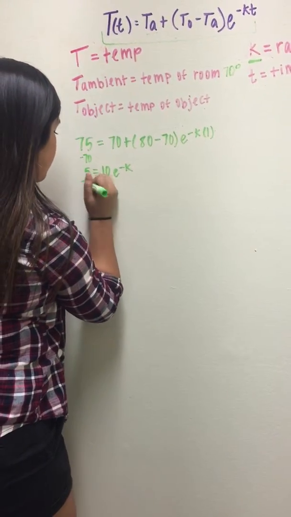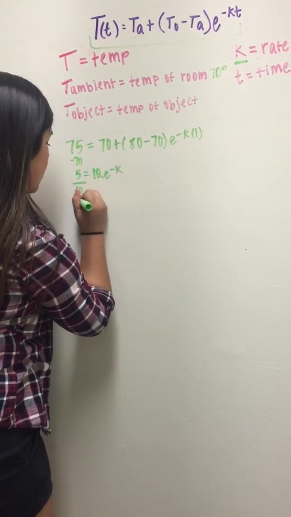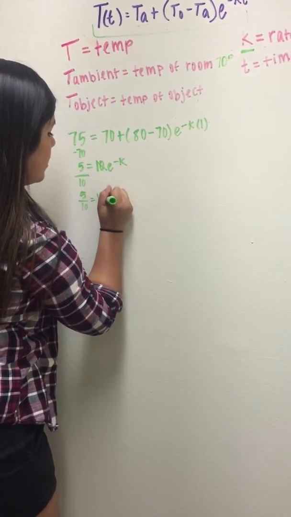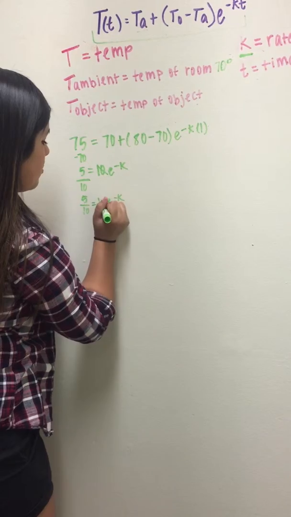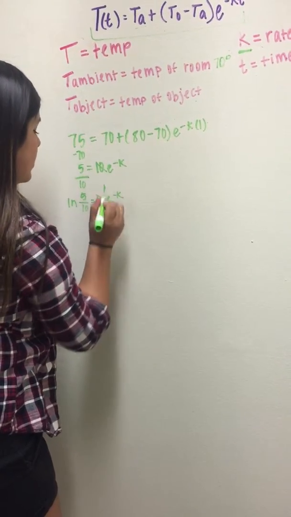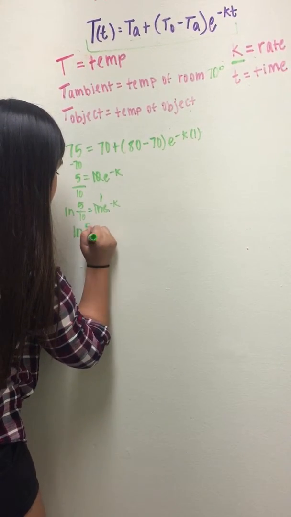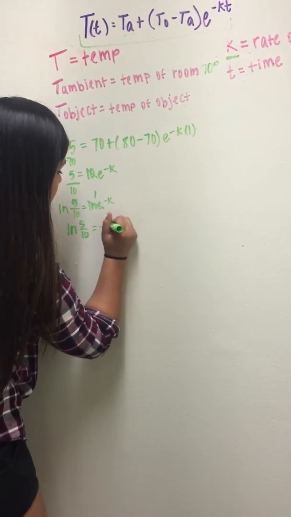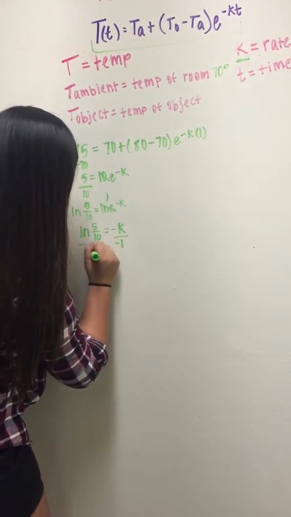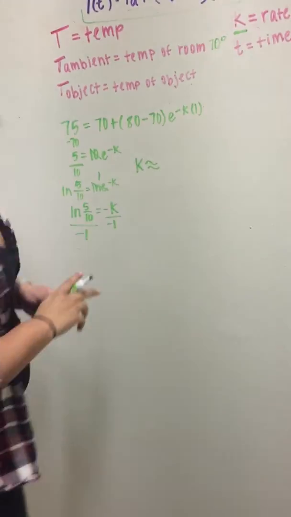So now we need to divide by 10 to get rid of that over there. And then we also need to get rid of e. So we're going to do 5 over 10 equals ln of e^(-k). And since we did ln over here, we need to do it over here. So now that's going to equal 1. So we have ln(5/10) equals negative k. So we need to divide by 1, both sides, to find k.